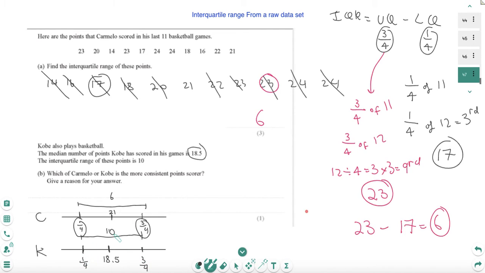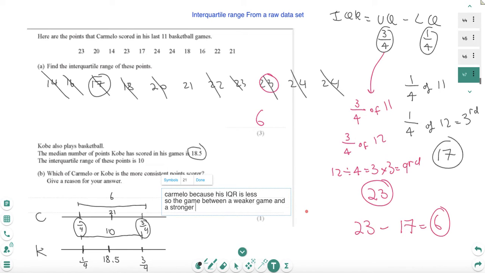Therefore, Carmelo is more consistent because the gap between a weak game from Kobe and a strong game from Kobe is 10 points. So it's quite a big difference between one of his weaker games and one of his stronger games. Whereas Melo, his gap between a weaker game and a stronger game is only 6 points. So we'll say Carmelo because his interquartile range is less. So the gap between a weaker game and a stronger game is not as big as Kobe's.